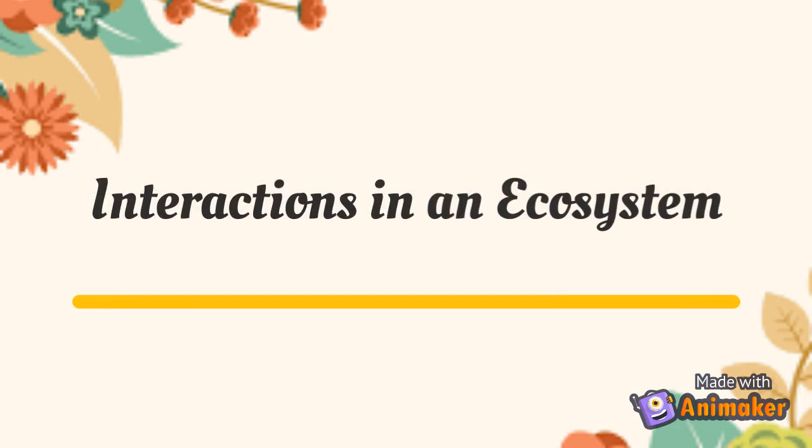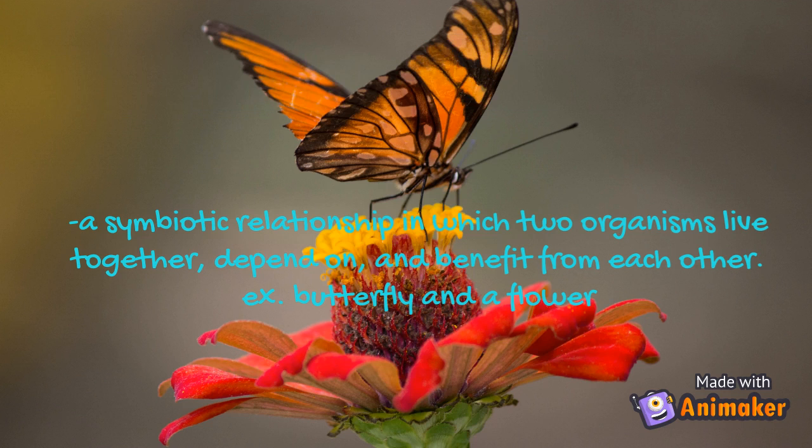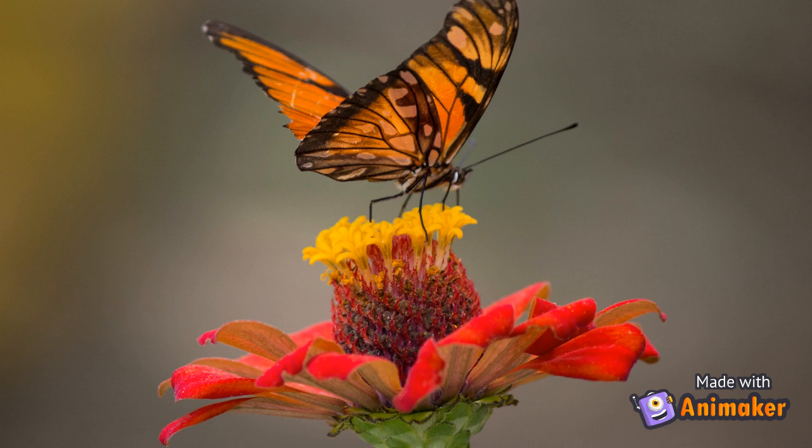The following are the different ecological relationships found in an ecosystem. First we have mutualism. It is a type of symbiotic relationship in which two organisms live together, depend on, and benefit from each other. The relationship that happens between a butterfly and a flower is an example of mutualism. As the butterfly sips nectar, it transfers pollen from flower to flower to help each reproduce. Thus, the butterfly obtains food and the flower propagates.